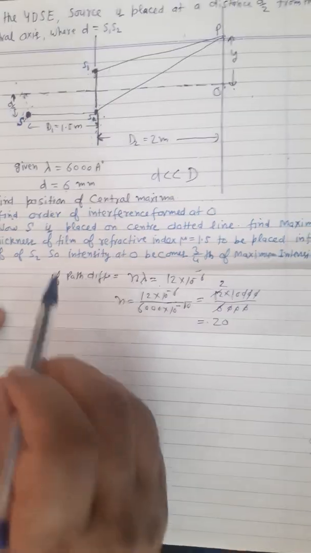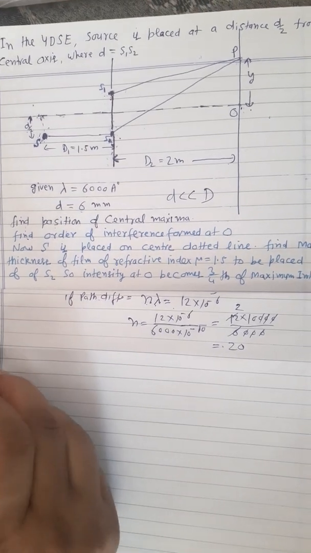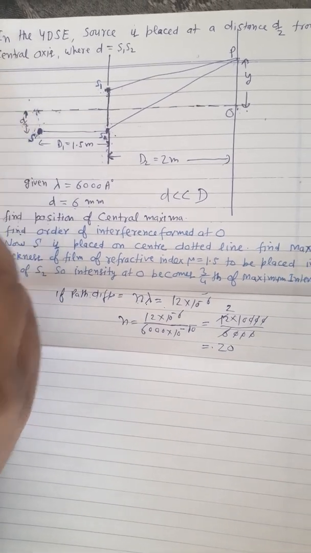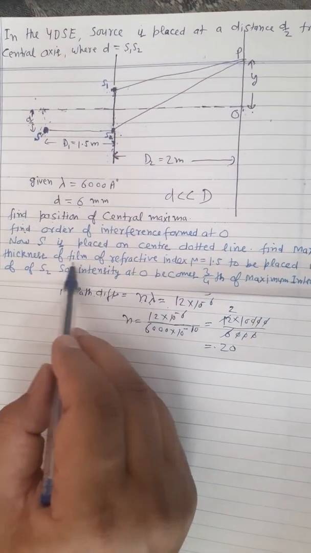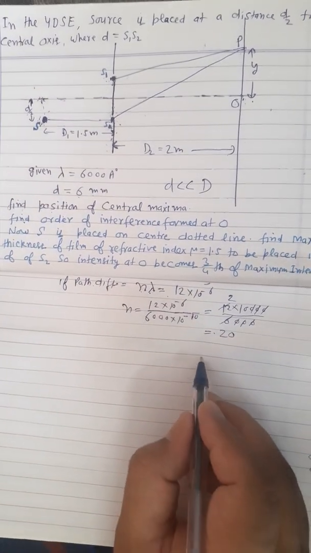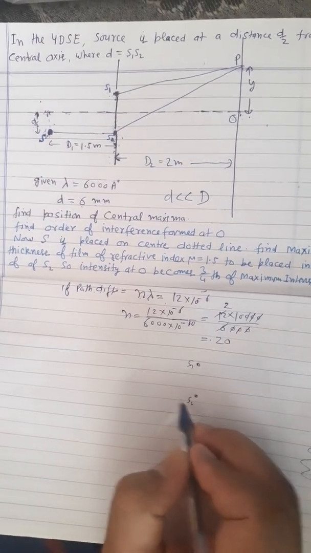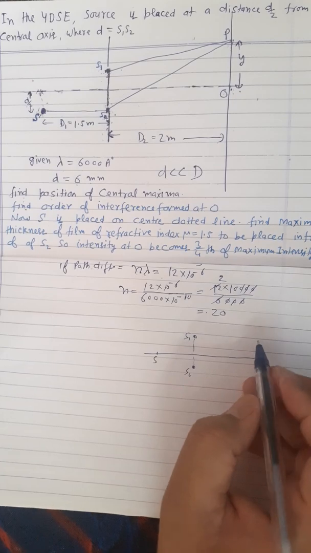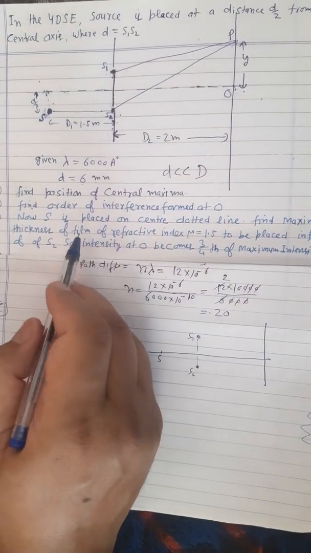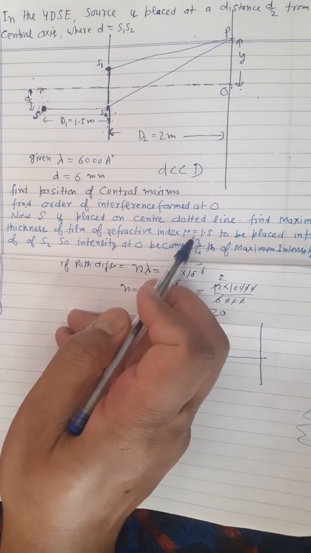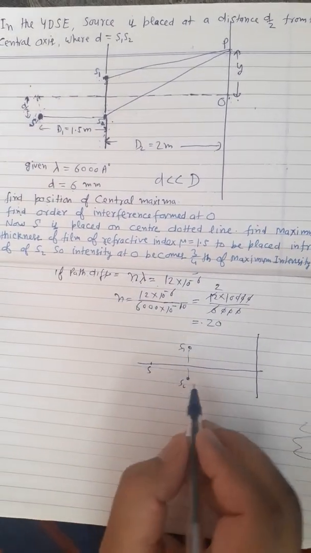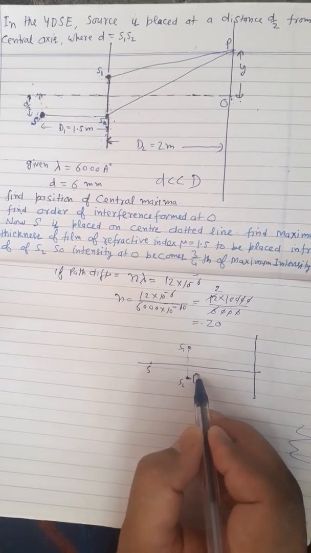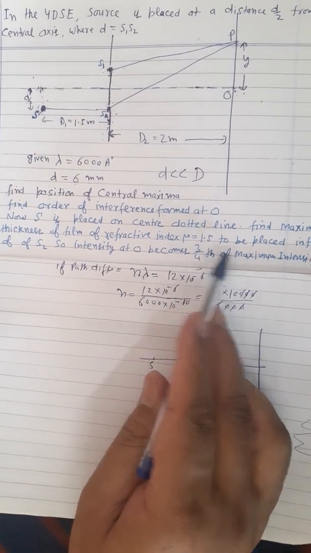See here in the third question, what they have asked: S is placed at the center. This S they are putting at the center. Find the maximum thickness of refractive index. Source S1 S2, this S they have taken at the central line, the dotted line. This will be the screen. Thickness of film of refractive index 1.5 is to be placed in front of S2. In front of S2 they are putting a slab. This is the slab whose refractive index is 1.5.